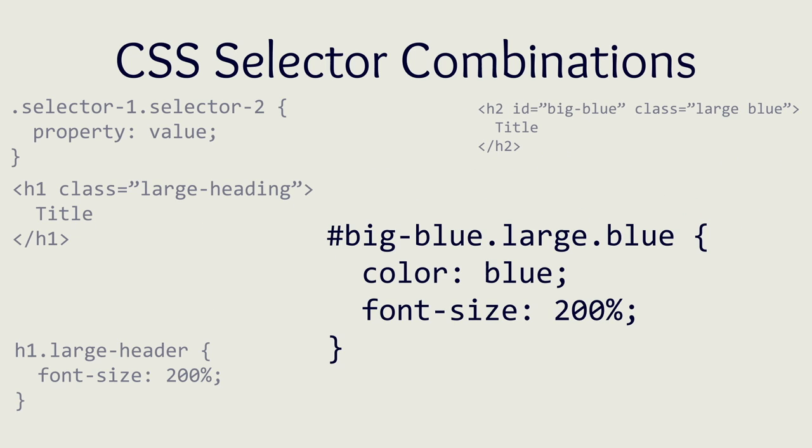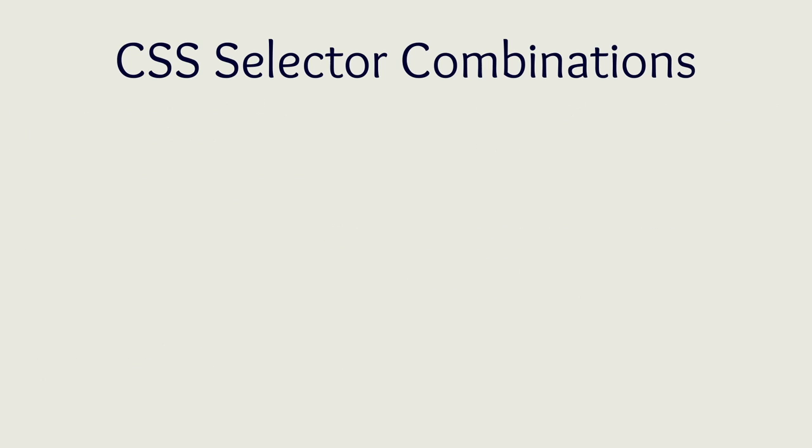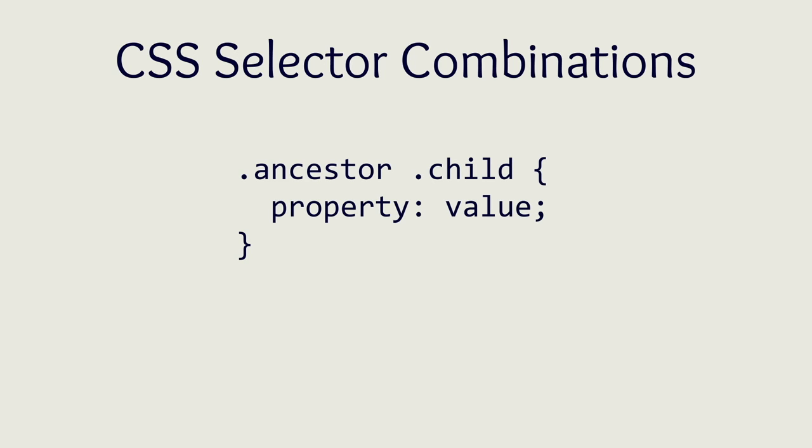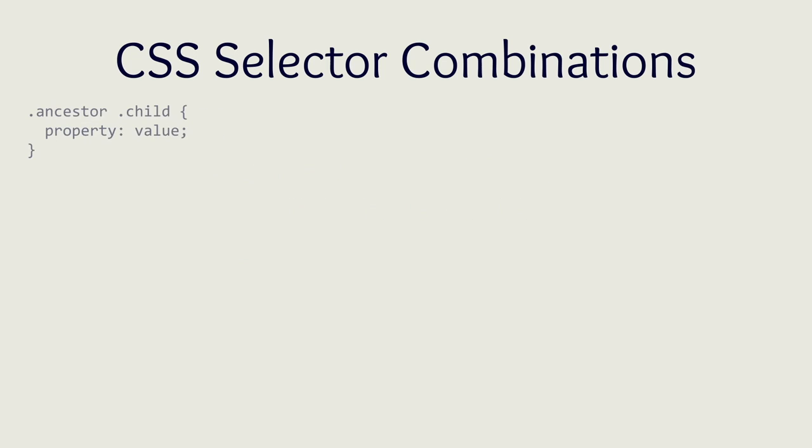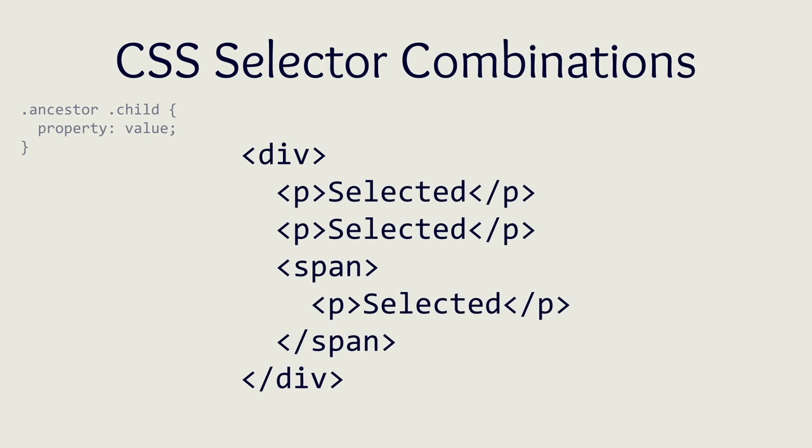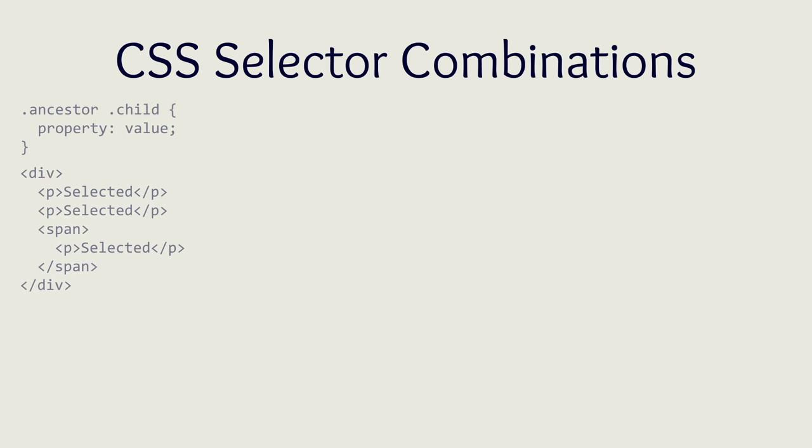All HTML selectors can be combined in this way as many times as you want to create specific or general rules. Another way to combine selectors is to use multiple selectors to specify an ancestor of an element. To do this, you will put a space between the ancestor and child selector. For example, to select all p tags inside a div, you simply need to use the following selector. This will select all p tags that have a div as their ancestor, even if the div tag is not the direct parent of the p tag.